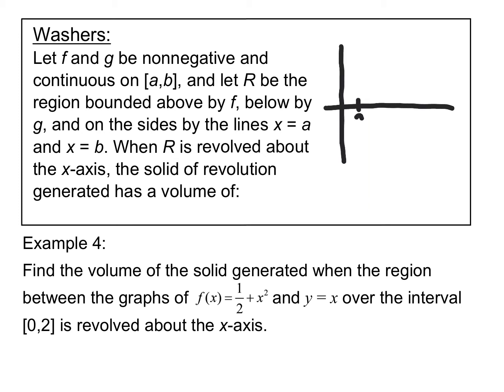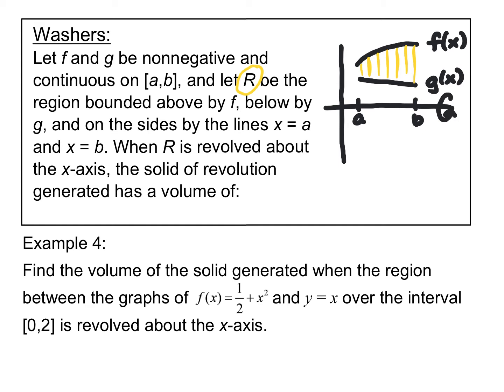So let's say I have A over here and I have B over here. And let's say I'm going to draw an f of x function like that, and a g of x function maybe like this. Well, the region between these two curves is what we are calling region R. And we're going to rotate that region about the x-axis.